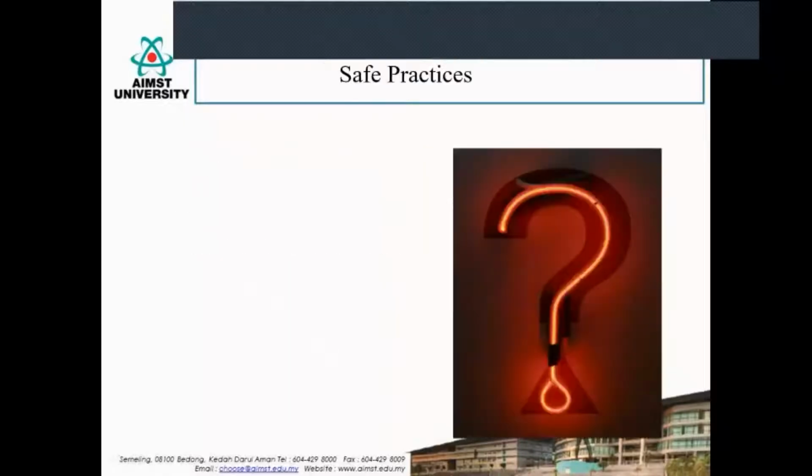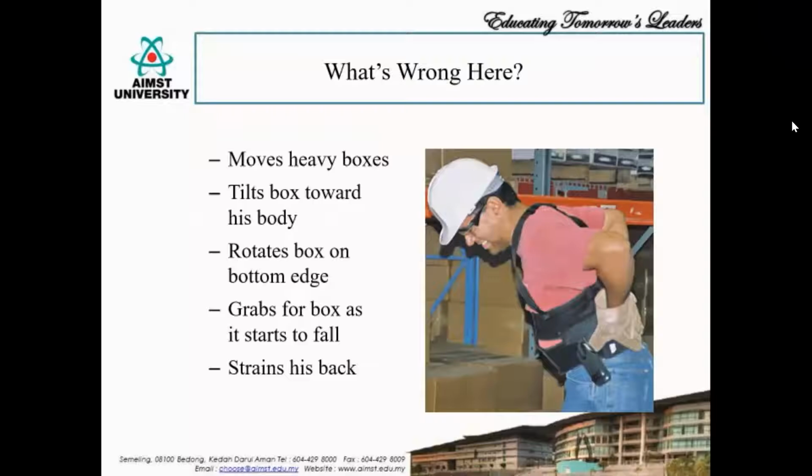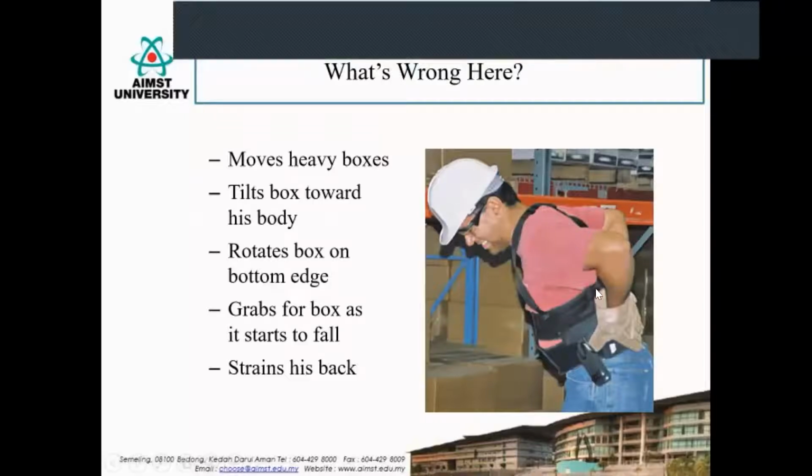Okay. So you need to think of all these questions before. These are the questions that should be asked before planning the lifting. Whether the box is too heavy, whether the box is too big or too tall to move alone, whether proper body lifting technique can be followed in case we are lifting the object. Then whether the back belt was a factor. Sometimes you need to wear the belt. Most of the people who work in weightlifting areas wear the belt, a lumbar support belt.